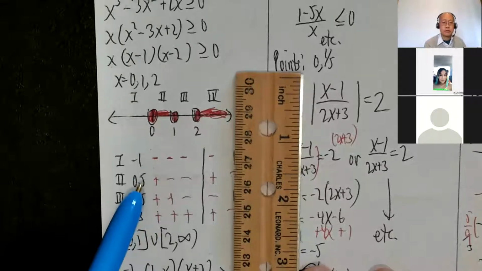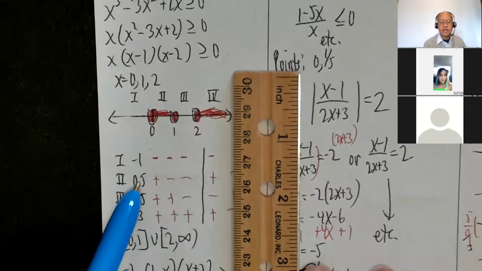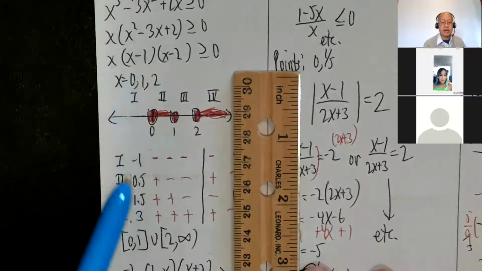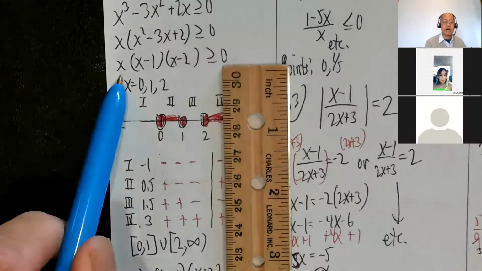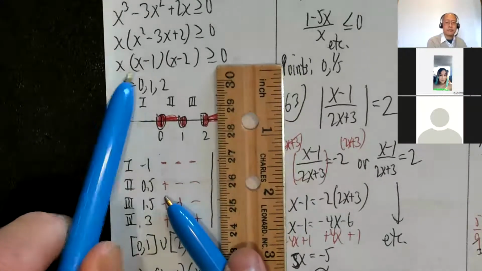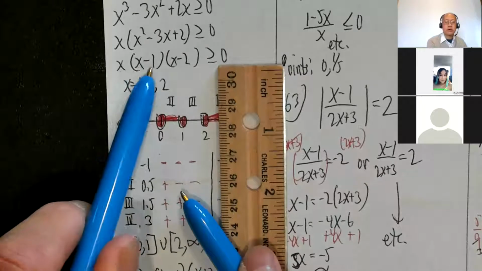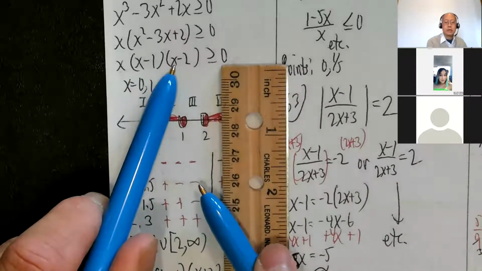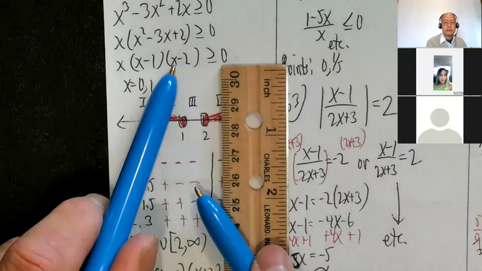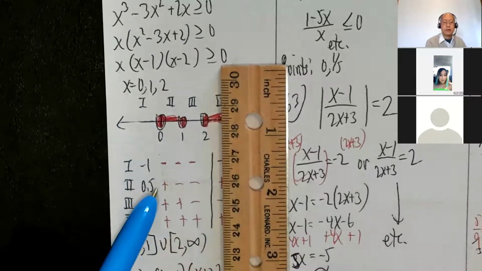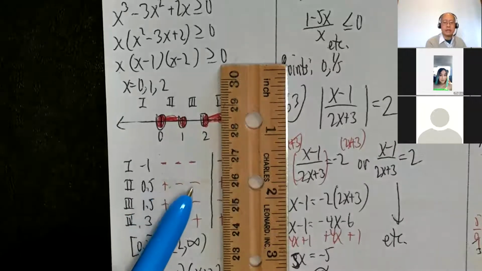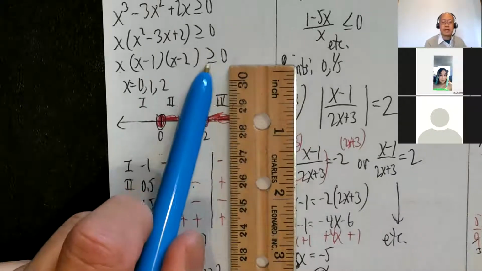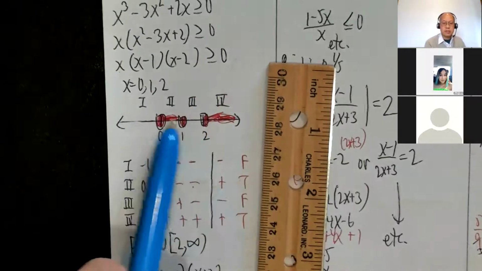Do the same thing for all of them. 0.5. You can really see here, you don't want the exact value, right? It's going to be very messy, but I just want the sign. 0.5 is positive. 0.5 minus 1, negative. 0.5 minus 2, negative. So I'm going to have a positive times a negative times a negative, two negatives, positive. Positive greater than or equal to 0. That's true. Shade in region 2.